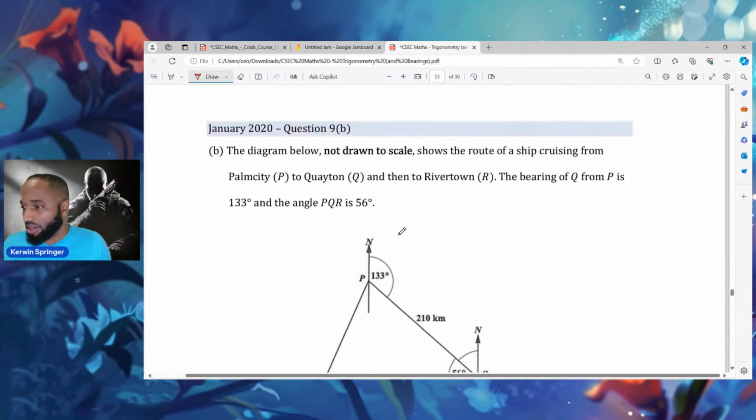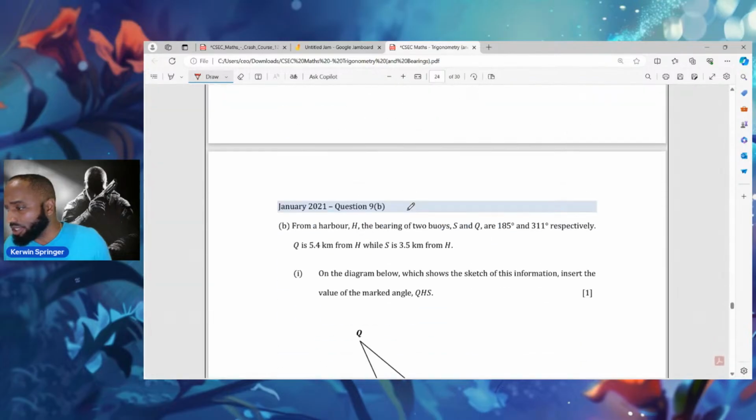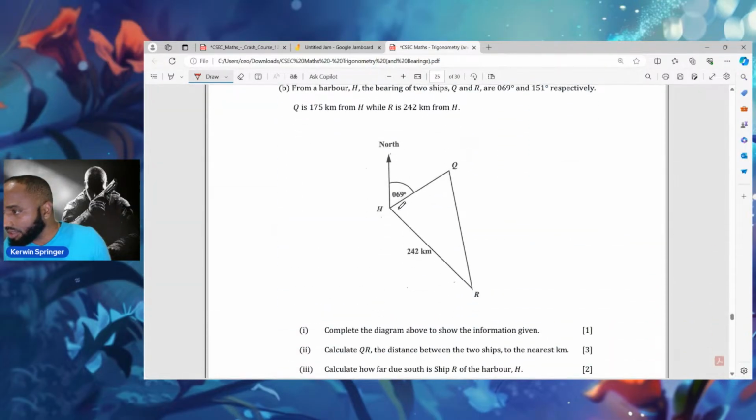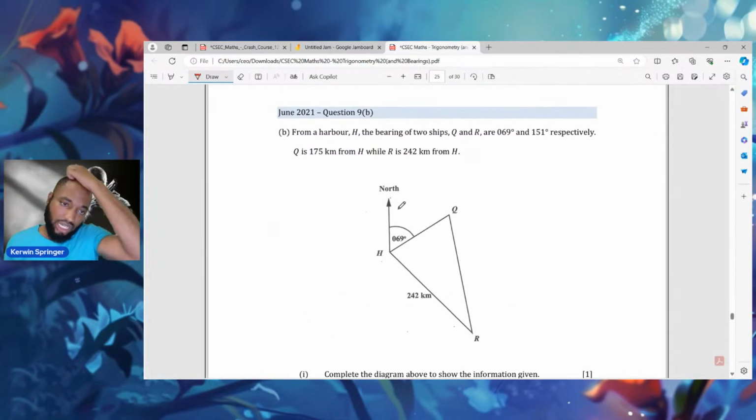All right, so here we have another bearings question. It's actually a popular bearings question. I feel like I did this with my class recently. Let me see if I can get a question I didn't do with my class. All right, let me do this one. This one looks a little rare.